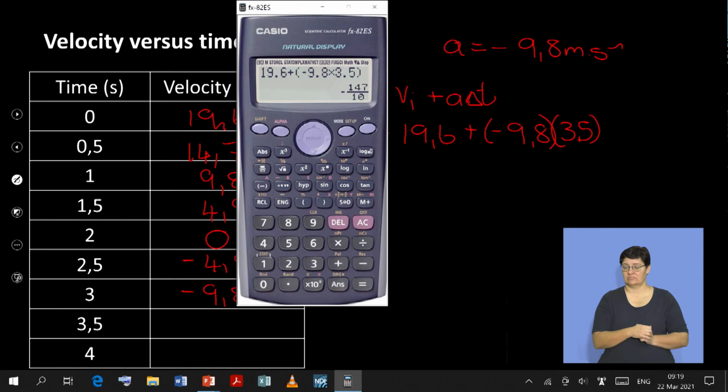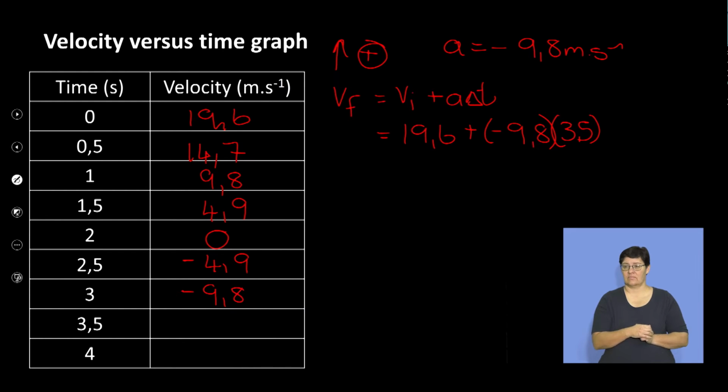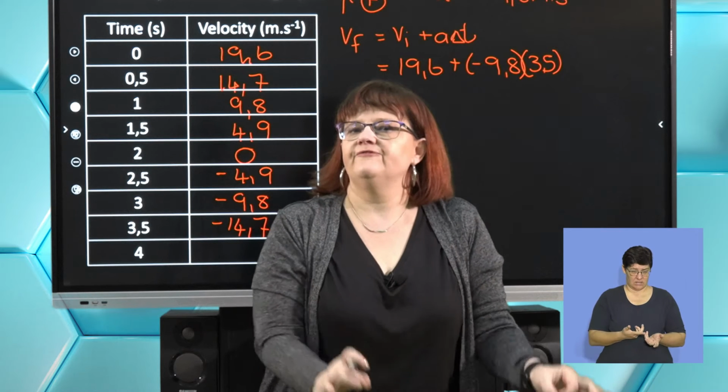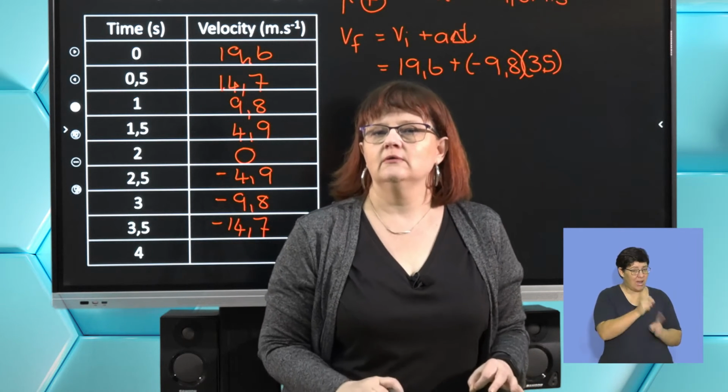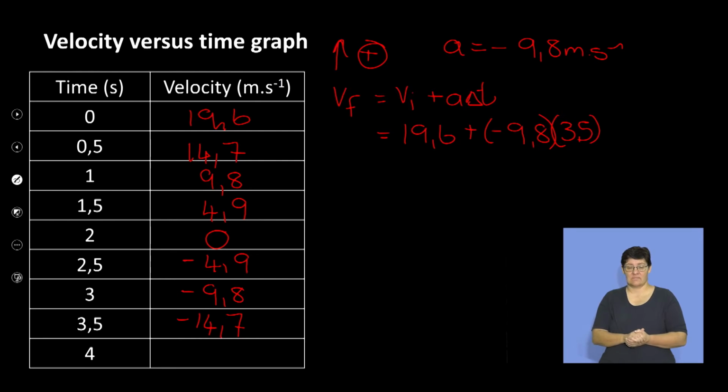Okay, close my bracket. Oh, look, 14,7. So, what do we think is the very final velocity going to be? If we look at the trends, it went 19,6, 14,7, 9,8, 4,9, 0. Then it started again, minus 4,9, minus 9,8, minus 14,7. So I'm going to make a prediction. And I think that this final one is going to be minus 19,6.